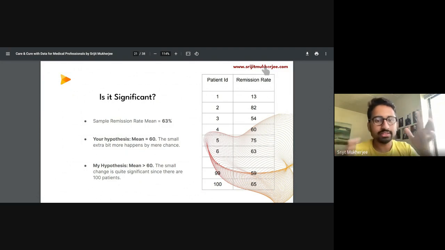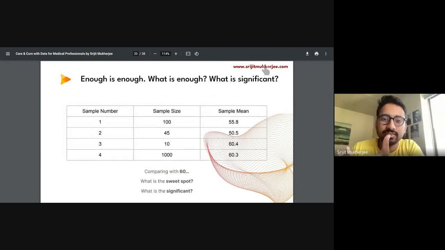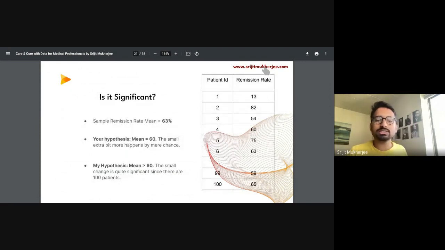So the question is the following. We have got a sample remission rate of 63%. The goal is to compare with 60, as you can see. Your hypothesis is that the mean is 60, but I think the mean is greater than 60. You say it's 60 because the small extra bit can just happen by chance. But I say no, this small change from 60 to 63, we have taken a sample, and the average sample remission rate is 63.